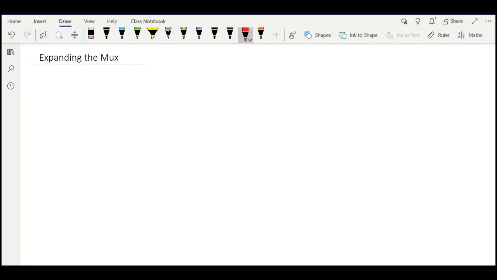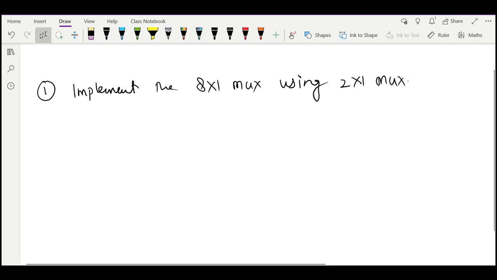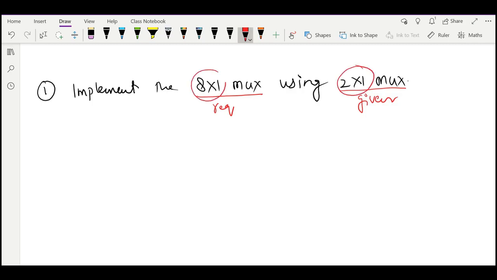Now, as we know what multiplexers are and how to solve the questions related to them, there is one more question which is popular in multiplexers. The question is, implement the 8 into 1 multiplexer using 2 into 1 multiplexers. Here you can see that this multiplexer is required, which we have to implement. And what is given to us? A 2 into 1 multiplexer. So this multiplexer is given and we have to implement this one.